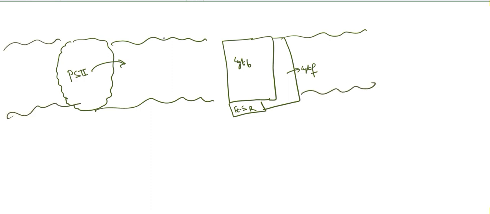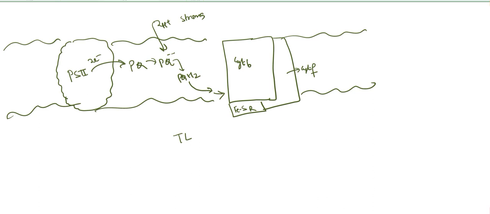Now plastoquinone receives 2 electrons and it becomes plastoquinone 2 minus, then it receives protons from stroma, and this is the thylakoid lumen, and it becomes plastoquinol and it reaches the cytochrome B6F complex.